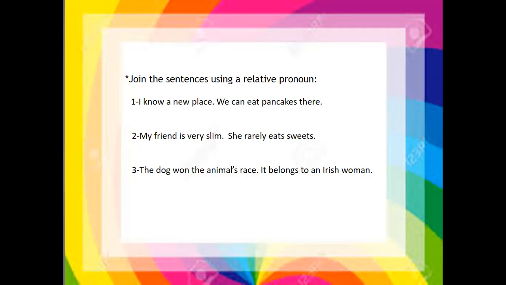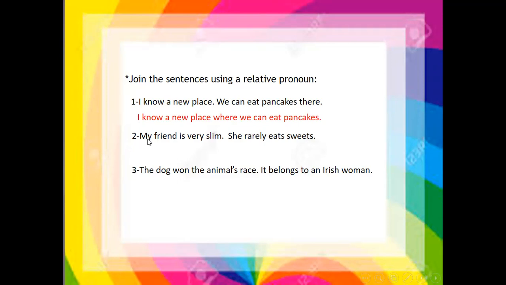Since we're talking about a place, what is the relative pronoun that we have to use? الريلاتيف pronoun اللي رح نستخدمه شو هو؟ بما انه احنا عم نحكي عن مكان. It is where. Yes, excellent. Where? So we start with the second sentence. Where we can eat pancakes. And what do we do with the second one? We omit it. So I know a new place where we can eat pancakes, and there is ignored.